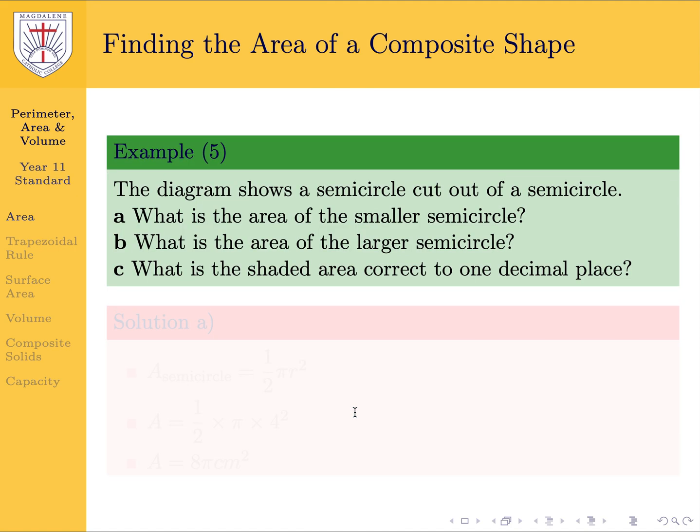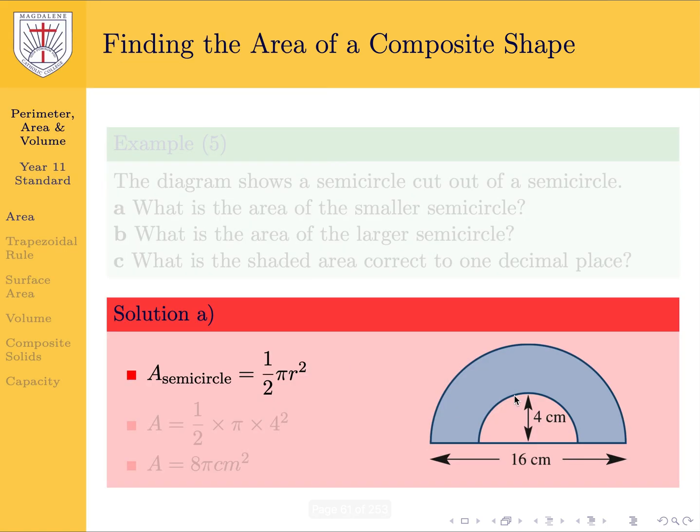Now, the last example, we've got 3 parts to this one. The diagram shows a semicircle cut out of a semicircle. A, what is the area of the smaller semicircle? B, what is the area of the larger semicircle? And then C, what is the shaded area, correct to 1 decimal place? Now, we've given you this picture here, as you can tell from the question. So there's our smaller semicircle cut out from our larger semicircle.